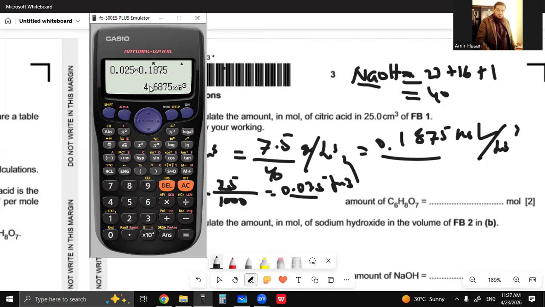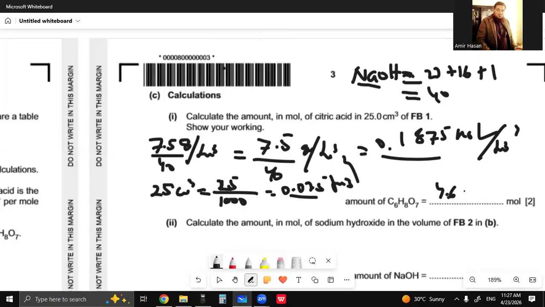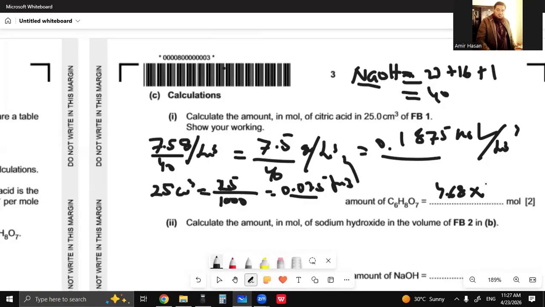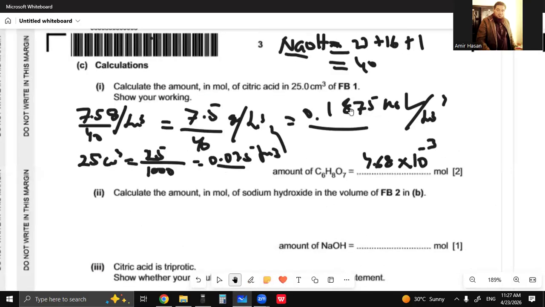Now you get here the moles, 4.68 into 10 power minus 3. These are the moles of the citric acid. Now, next, what is the step? Okay, if you know about this calculation, then you can solve.